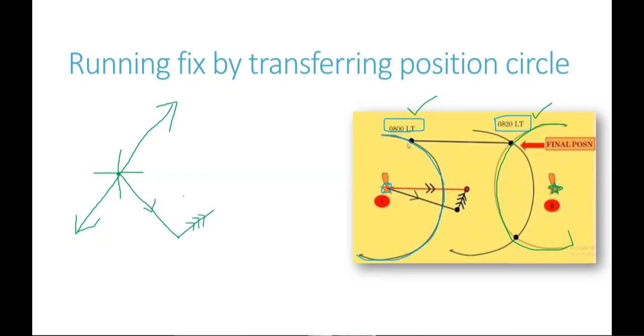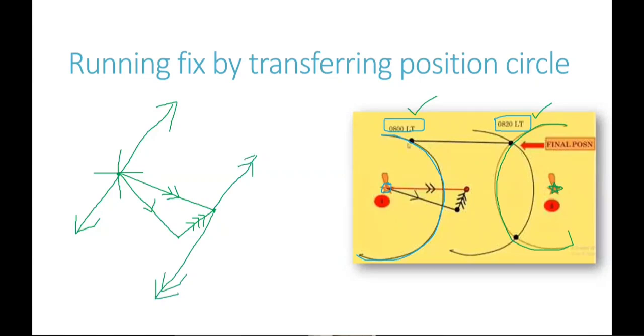Once you apply these two, you know the course made good of the ship. This is the course made good of the ship. We can represent it with double arrows. Whatever position you reach, that is your estimated position, you just draw a line parallel to the first line, and this becomes your transferred position line.